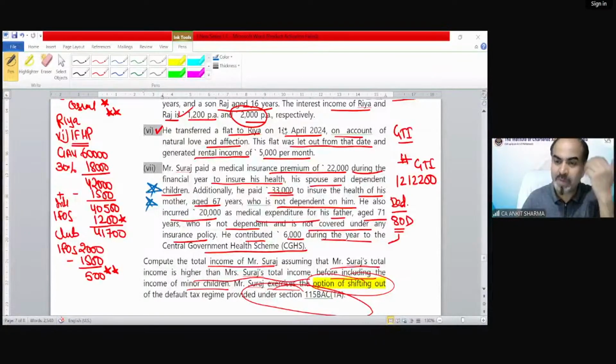The CGS scheme could also be for a parent, but it is not mentioned, and the parents' limit has already been exhausted. So for the purpose of maximum benefit that we are going to give to this assessee, we have considered that scheme in the himself category. Otherwise, this 6,000 would be useless. Okay.